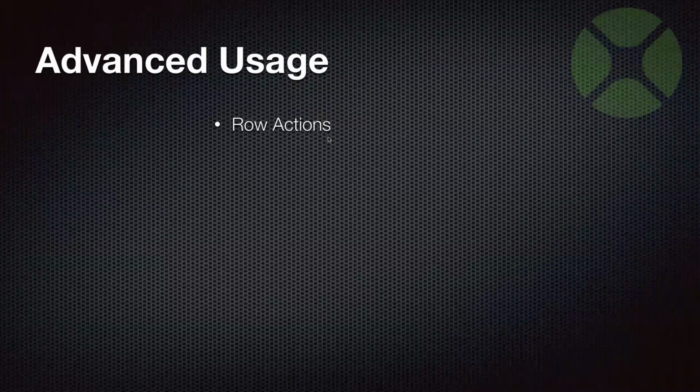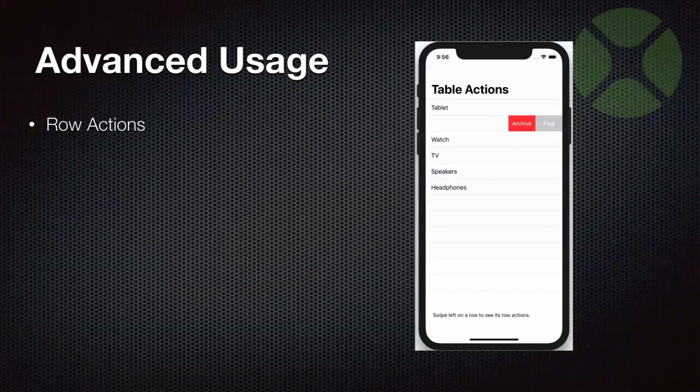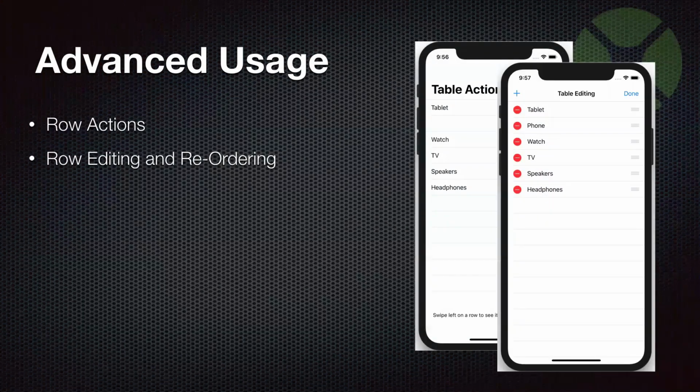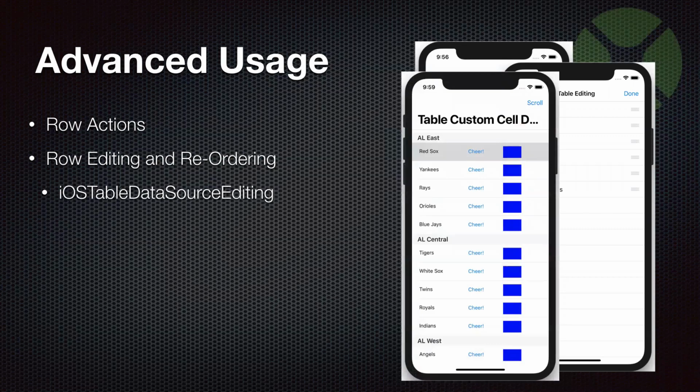And for more advanced usage of a table, you can have things like row actions. So here you can, for example, swipe left on a row in a table and you can get little indicator buttons that can let you do something with the row. And you can also enable row editing and reordering, which gives you a slightly different user interface here. When you enable that mode, you get those little gadgets on the right-hand side that you can tap on and drag to reorder the rows in the table. And you get the minus button on the left that you can tap to remove a row from the table. That's done using the iOS table data source editing interface. And the reordering interface is related to that.